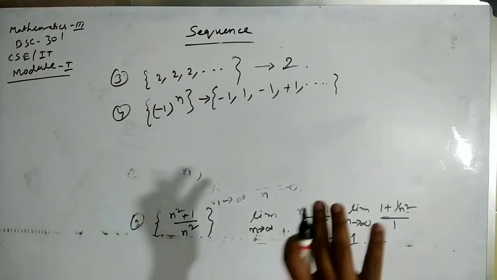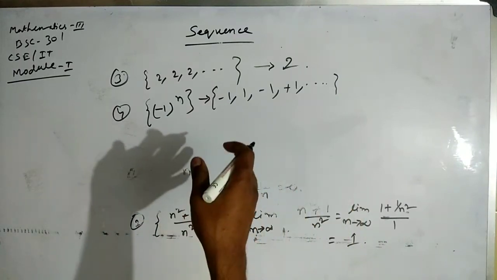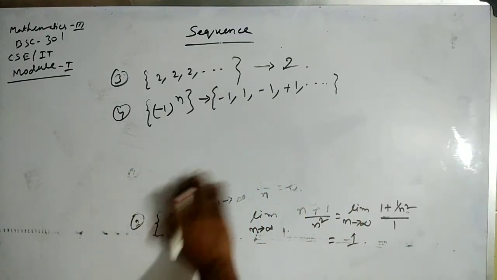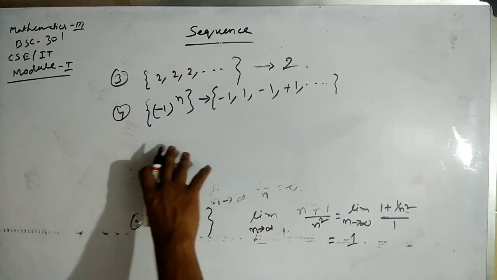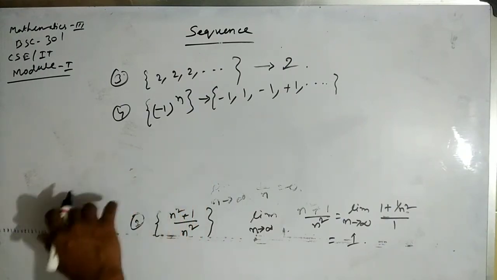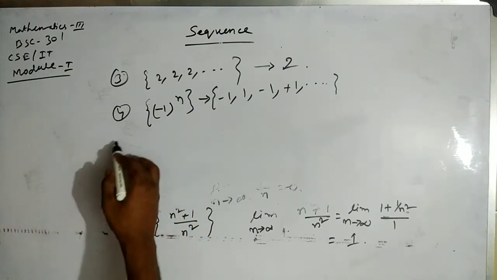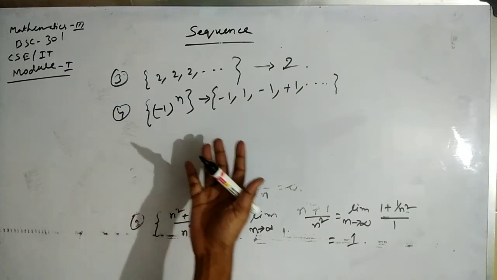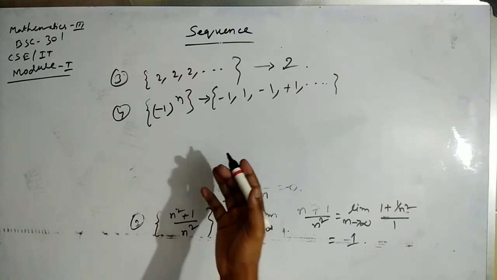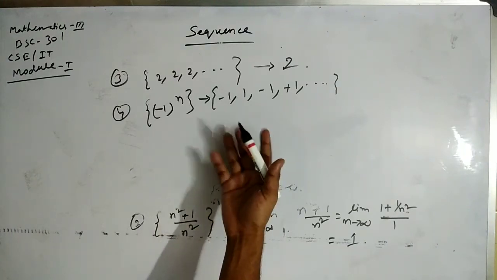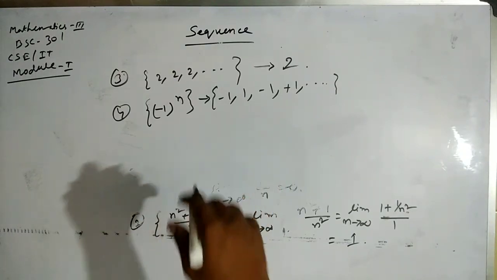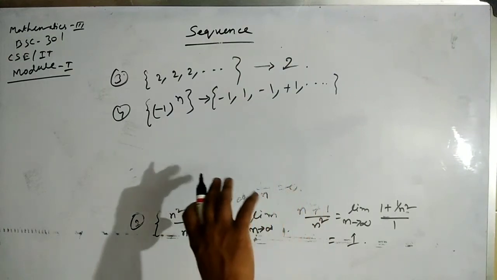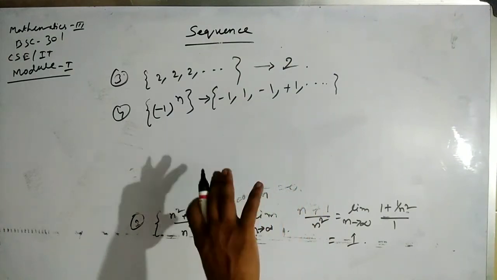So this sequence is not convergent because no finite limit exists for this sequence. So this sequence is not convergent. We know that this sequence is bounded. Okay, this sequence is bounded but not convergent. So a convergent sequence is always bounded.